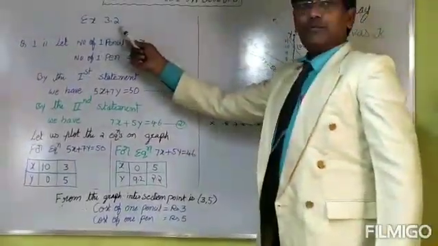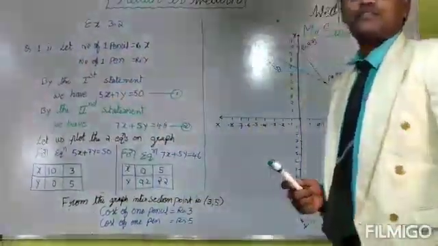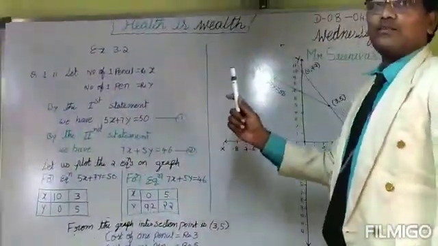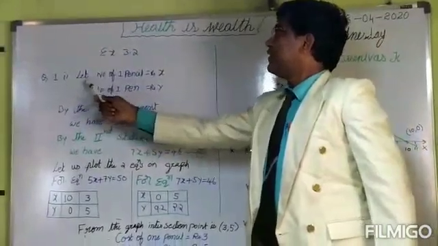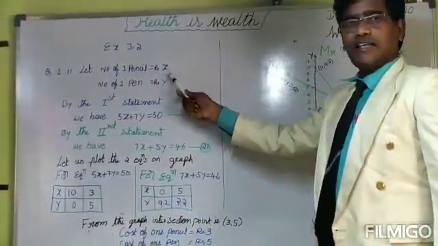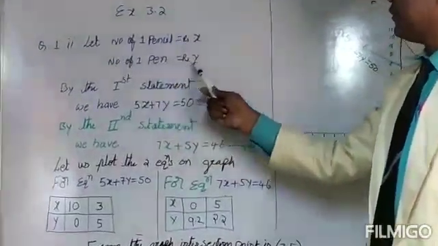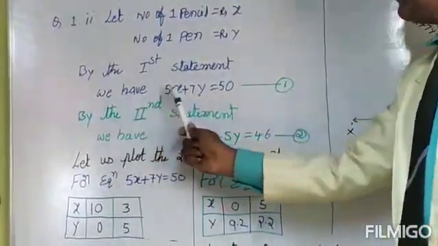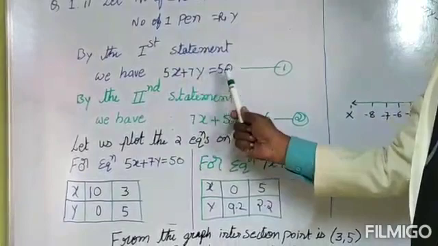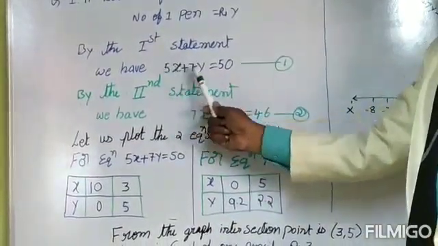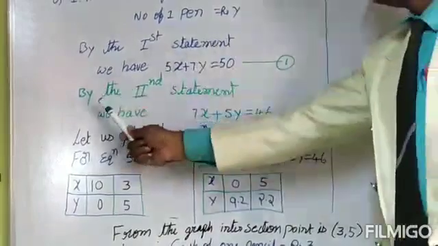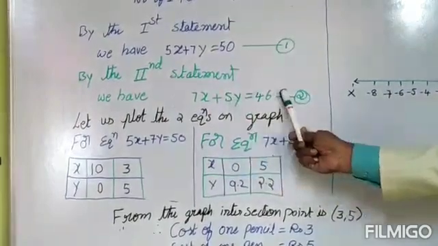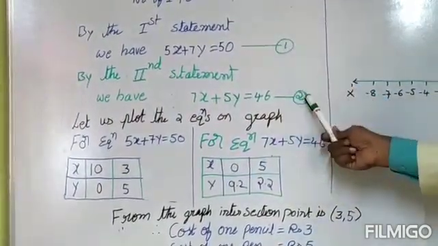Exercise 3.2, question number 1 has 2 parts. First one is already over. Second one is this. According to the question, let the cost of 1 pencil equal Rs x and the cost of 1 pen equal Rs y. By the first statement, we have the equation 5x plus 7y equal to 50, I mean 5 pencils and 7 pens cost 50. By the second statement, 7 pencils plus 5 pens cost 46. This is equation number 1, and equation number 2.